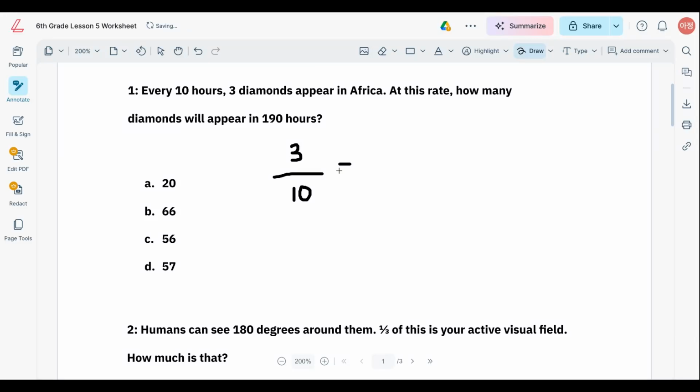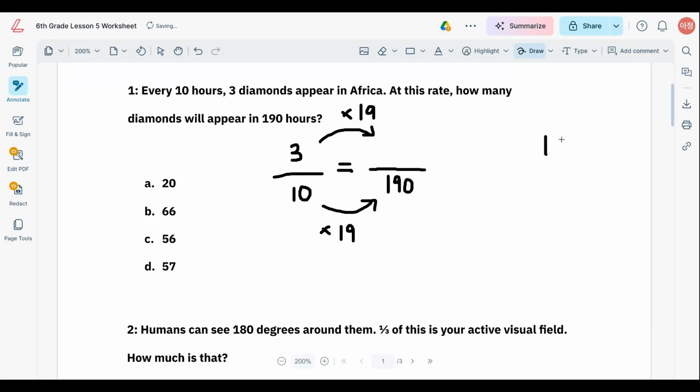So if we make that into an equivalent ratio, we would have to multiply the 10 hours by 19 to get 190 hours, right? So multiply. And that would also mean that we would have to multiply the top by 19 as well. So multiply the top by 19.